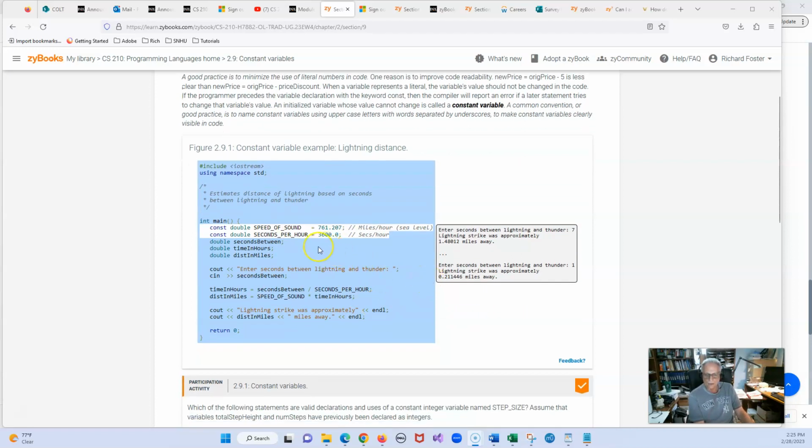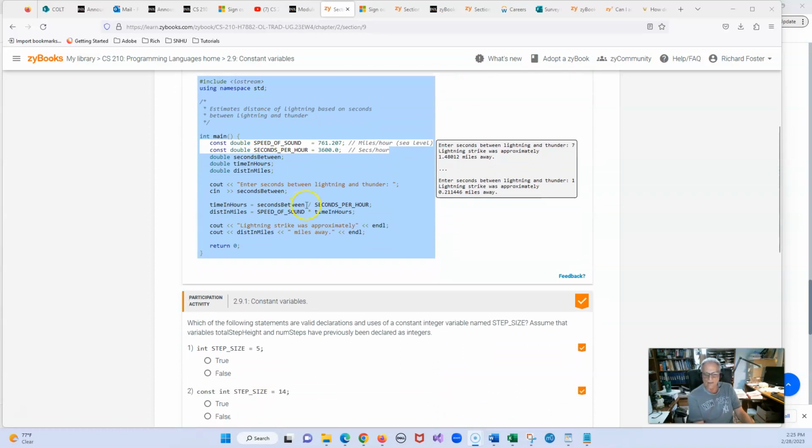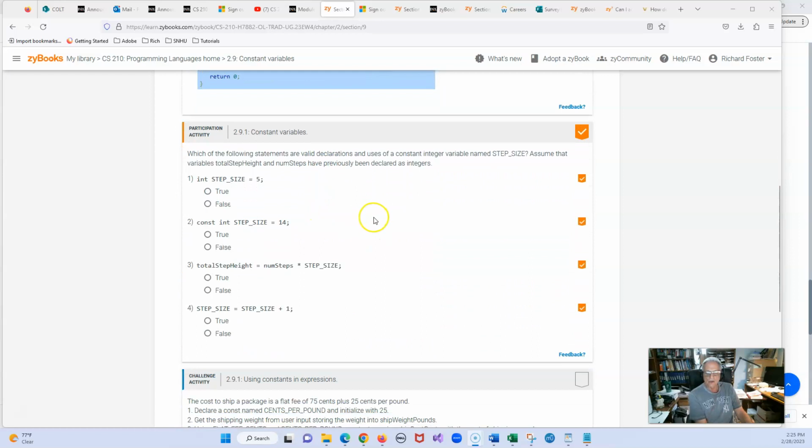So here's an example in here, which I'm not going to go into. I'll let you look at that on your own. And let's just look at this over here. So we have integer step size equals 5. Now remember that you should always declare your constants in uppercase, and each word should be separated by an underscore. Looking at this tells me this should be a constant.